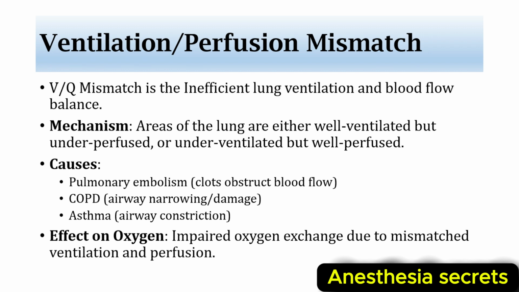On the point of asthma, you know that in asthma there is airway constriction. And this will reduce the airflow to certain parts of the lungs, thereby creating areas with low ventilation despite the normal perfusion. And this imbalance will also lead to V/Q mismatch.